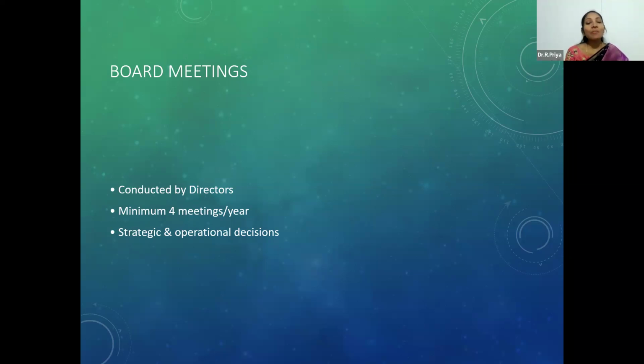with a prescribed maximum gap between two meetings. So here what is the key point? It ensures regular oversight and monitoring, prevents the concentration of powers in a few individuals, and promotes continuity in decision making and compliance. The failure to meet these requirements can result in penalties for the company and its officers.